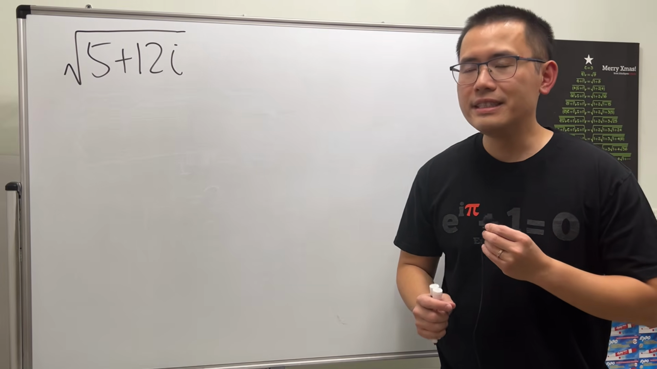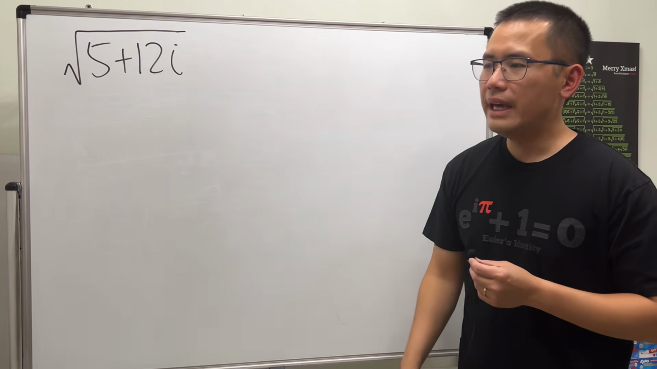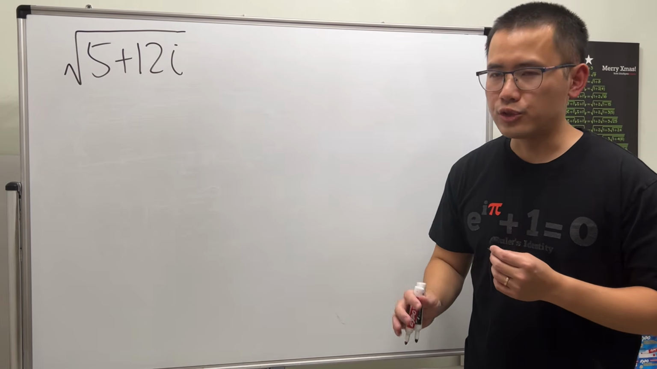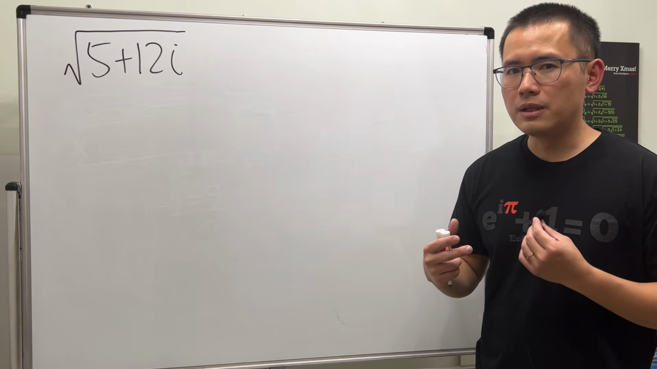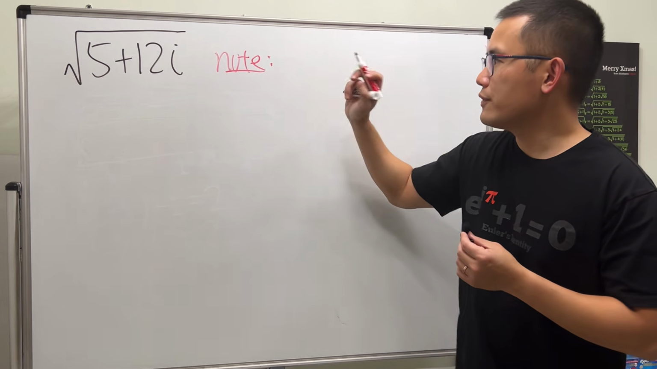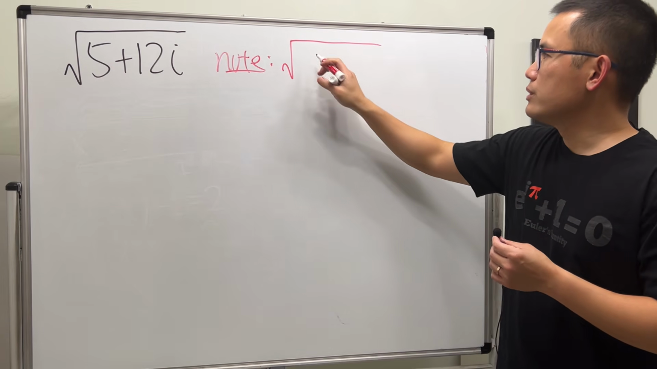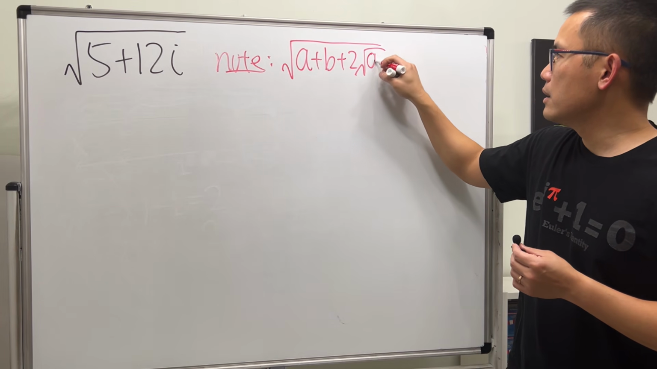Okay, today we are going to see how to simplify a square root of a complex number, and we're just going to do it with just algebra. Have a look right here. So last time I showed you guys how to simplify a nested square root, and let me write down the shortcut for you guys. It's the square root of a plus b plus 2 square root of ab.